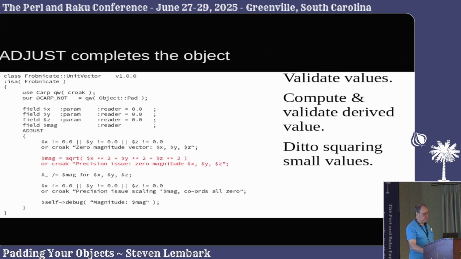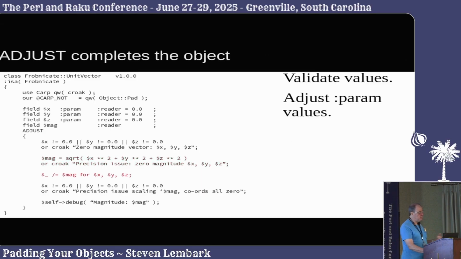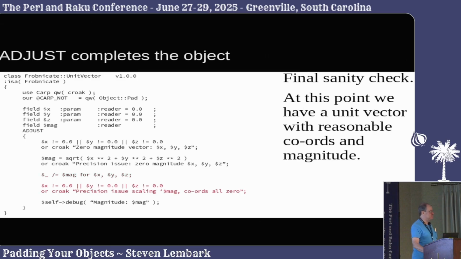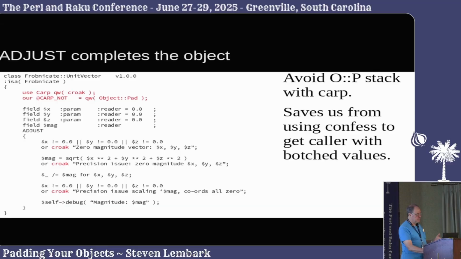Now I can compute the sum of the squares, and this is a good use of adjust because I can validate the fact that you haven't blown the precision off the top. If you give me a bunch of numbers that are too small, squaring them is going to give me a bunch of zeros. So at this point, if my sum of squares isn't greater than 0, I got a problem. Now I can scale all of these, but I still might have a precision problem because at least one of these has to be greater than 0 when I'm done. So this validation is complete. At this point, I've got a working magnitude.